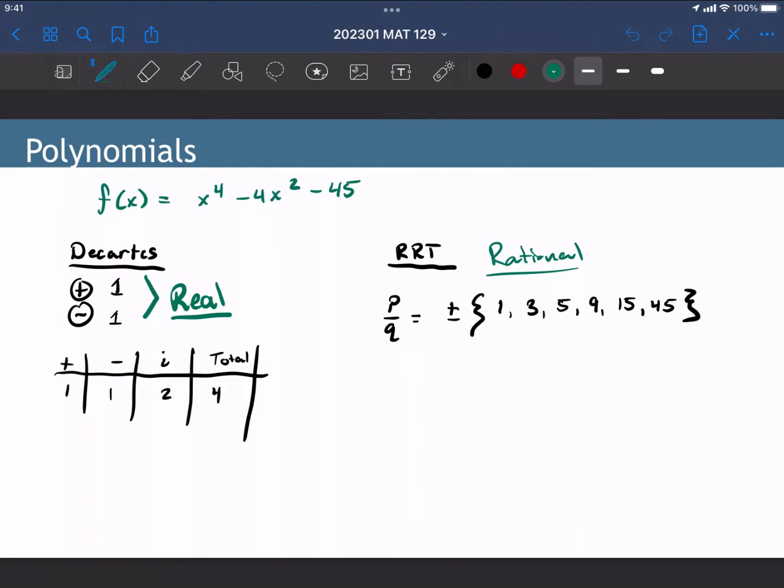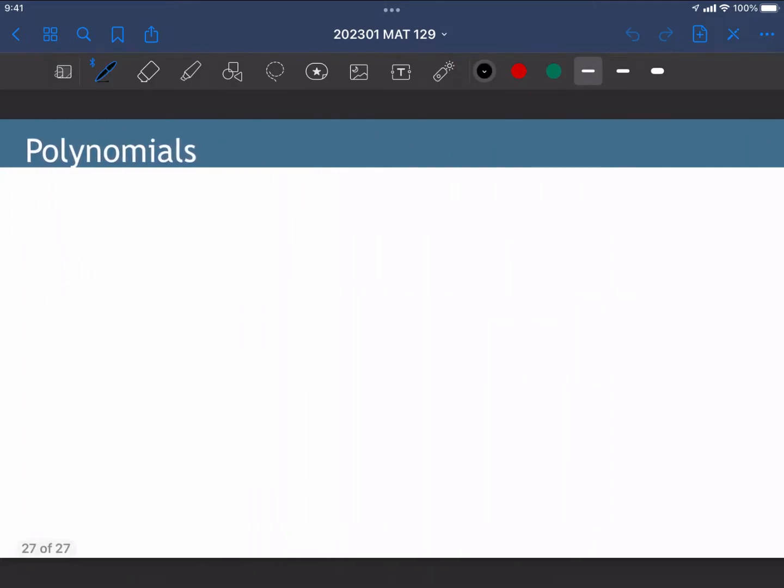Now, it might not be a rational number. It might be something ugly like the square root of 3, or 5 sevenths, or the square root of 2 minus 20, whatever. You get the idea. But it could potentially be a nice rational number, and if it is, then it's got to come out of this list, which we got from the rational root theorem. So those are our prime candidates to find those roots. Okay, so let's go to the next page.